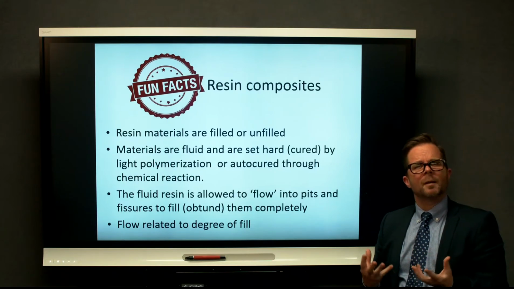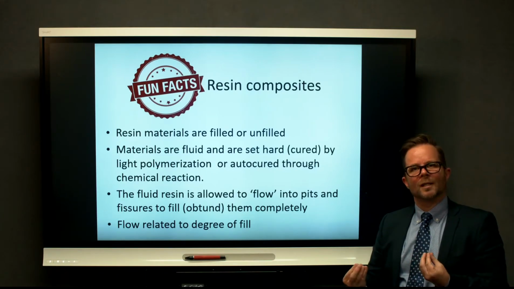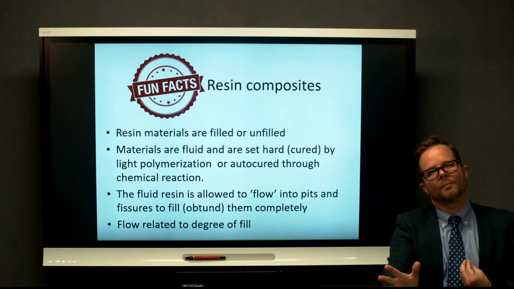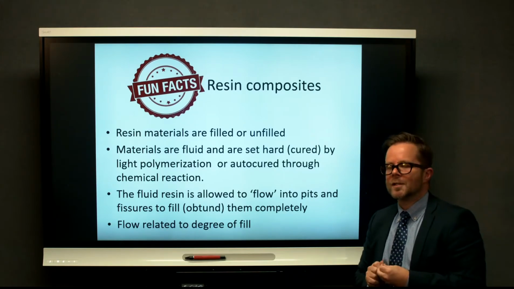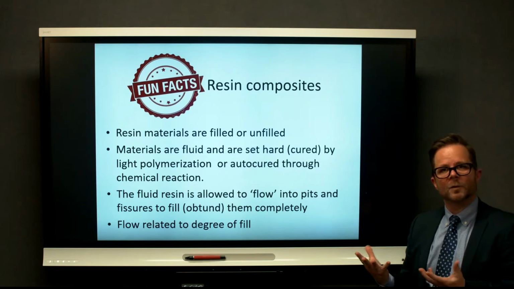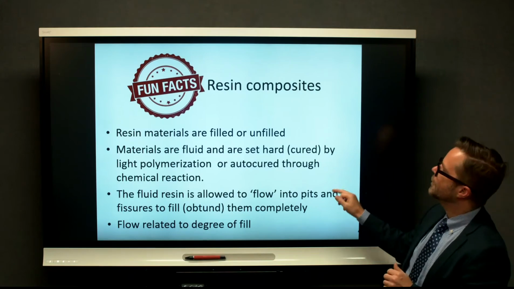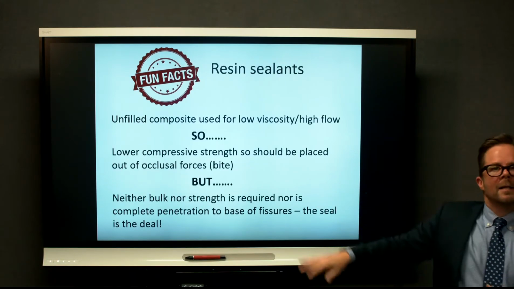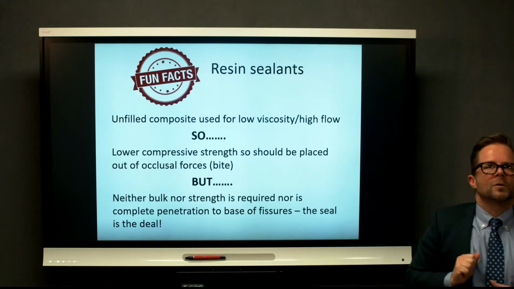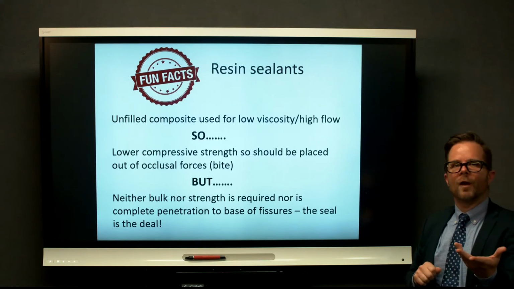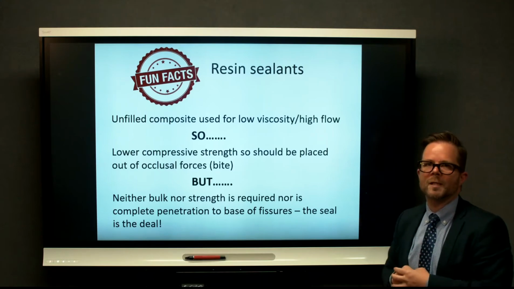So it's the same concept with resin composites. The less filler they have, the more flowable they are. All right? So in fissure sealants, you would expect there'd be less filler to allow them to flow into pits and fissures. So we use unfilled composites for that high flow, for resin sealants.